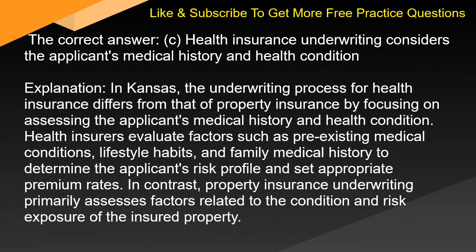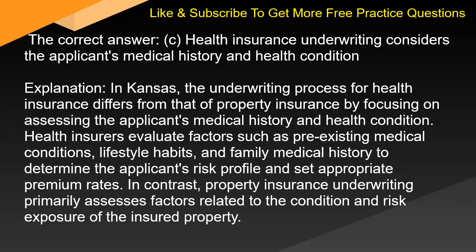The correct answer, C. Health insurance underwriting considers the applicant's medical history and health condition. Explanation. In Kansas, the underwriting process for health insurance differs from that of property insurance by focusing on assessing the applicant's medical history and health condition. Health insurers evaluate factors such as pre-existing medical conditions, lifestyle habits, and family medical history to determine the applicant's risk profile and set appropriate premium rates.